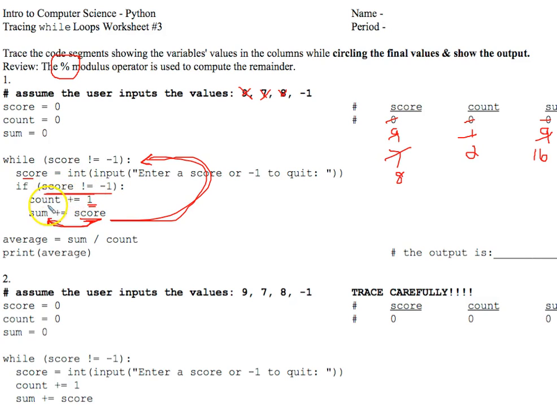It's still true. So count plus equals 1. Count is up to 3. The accumulator statement, sum plus equals score. 8 gets added into 16 for a grand total of 24. And we go back up to the top of the loop. And 8 is not equal to -1, so we go through the loop again. -1 gets inputted. So apparently the customer is tired.